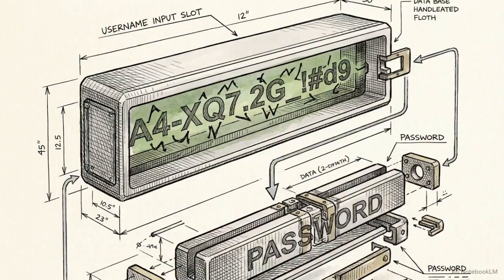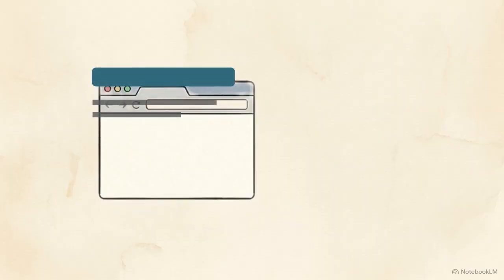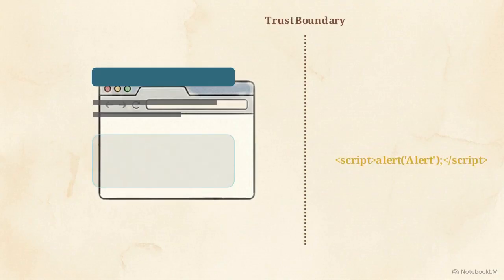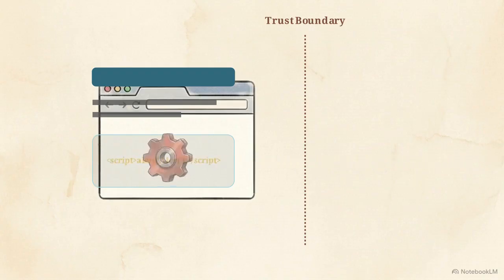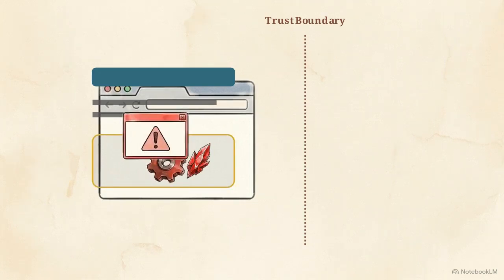Let's start at the presentation layer and look at the anatomy of cross-site scripting, or XSS. This vulnerability occurs when an application takes user-supplied data and includes it in a web page without proper validation or escaping, failing to separate the text from the executable context. The user's browser blindly trusts the input. It reads a string of text containing a script tag and executes it right there on the screen, assuming it is part of the application itself.